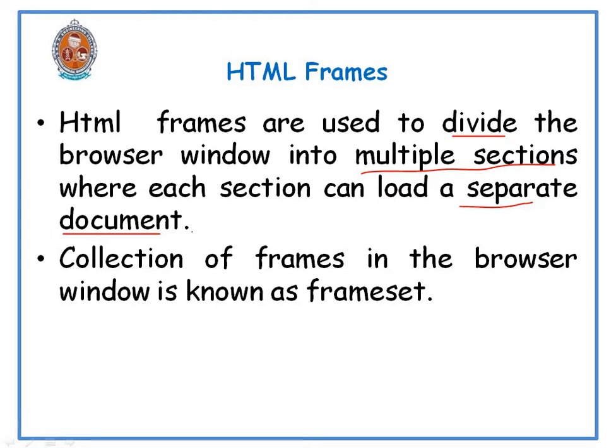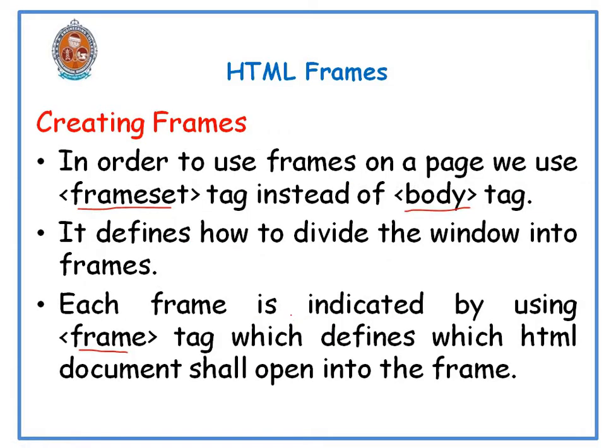After dividing the browser window into multiple frames, that collection of frames is known as a frameset. So a frameset is nothing but a collection of frames in the browser window. Coming to creating the frames, in order to use frames on a page, we use the frameset tag instead of the body tag. We already know that every HTML program contains a body tag, but in case of frames, instead of using the body tag, we write the frameset tag.